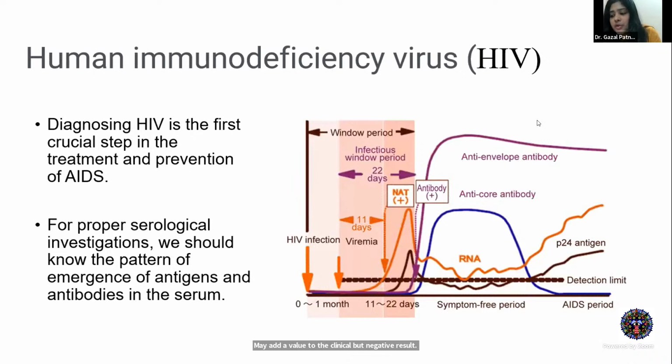Then HIV. The diagnosis of HIV is the first crucial step in treatment and prevention. To diagnose the disease early, a proper serological test is required. After nearly 10 days, the RNA quantitatively increases in the plasma. Next, P24 antigen is expressed and it increases to levels that can be detected. But these are transient. After 2 weeks of RNA development, IgM antibodies develop, followed by IgG.